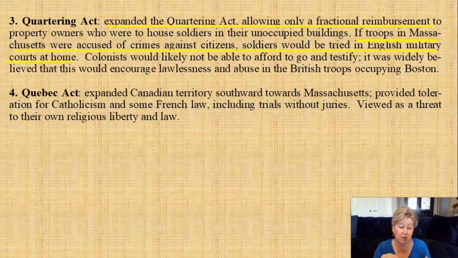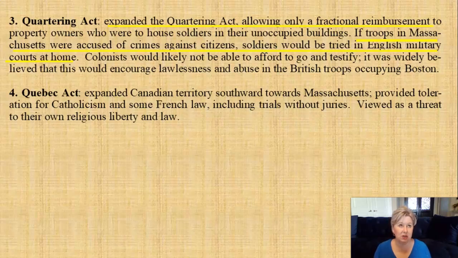So the colonists, the Bostonians, called this the Murder Act, not just the Quartering Act, because they believed that it would encourage lawlessness and abuse in the British troops occupying Boston, knowing that they would not be held accountable locally for their crimes.